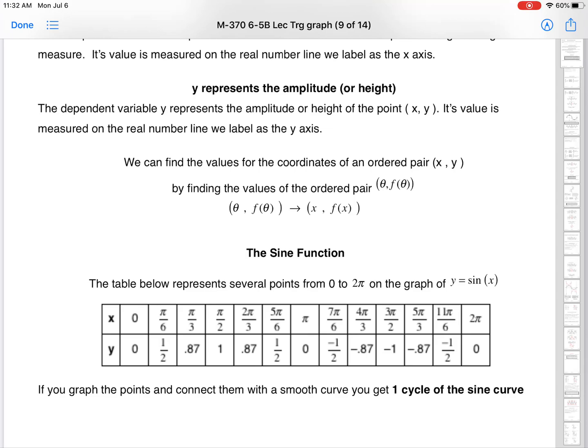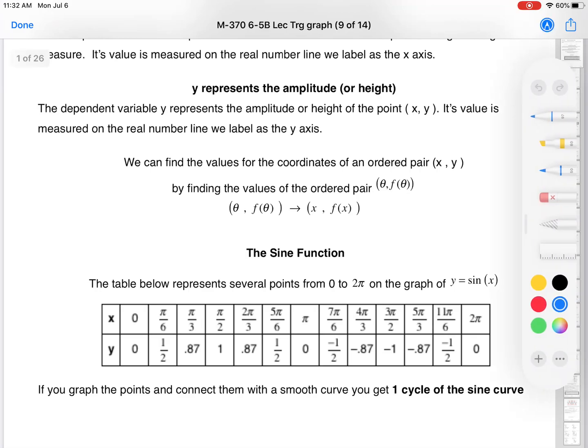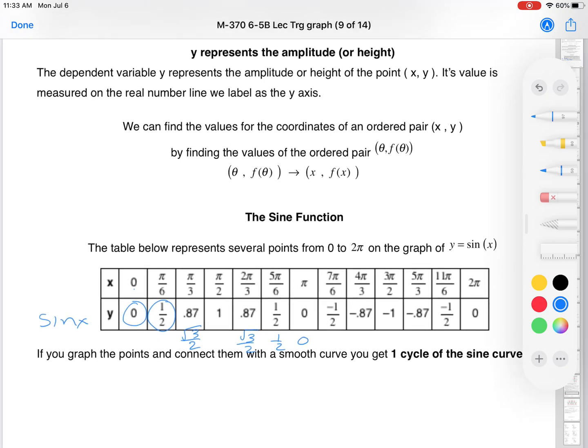So remember, this is x, which is in radians, and sine of x, or y. So if I come in here and we just write, this is the sine x. So sine of 0 is 0. Sine of pi over 6 is 1/2. Sine of pi over 3, I'm not sure why you put 0.87 because everything has been exact. Root 3 over 2. Sine of pi over 2, 1. And then look, it follows. Root 3 over 2, 1/2, 0. Right? And then goes negative, negative 1/2, negative root 3 over 2. And you get those cycles.